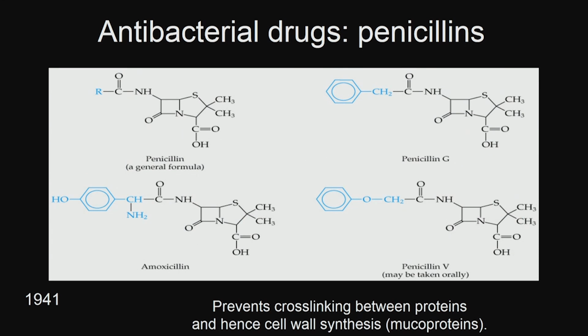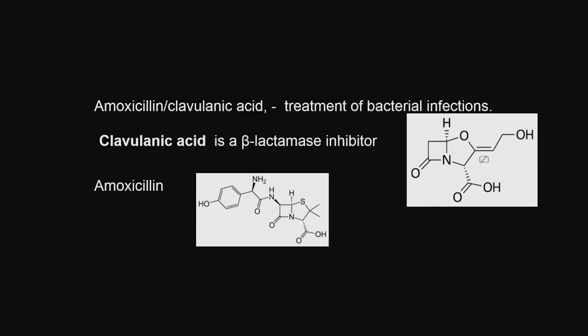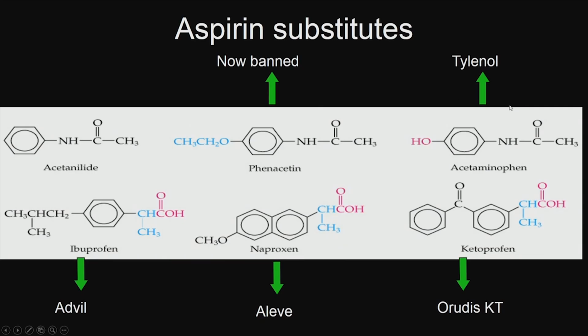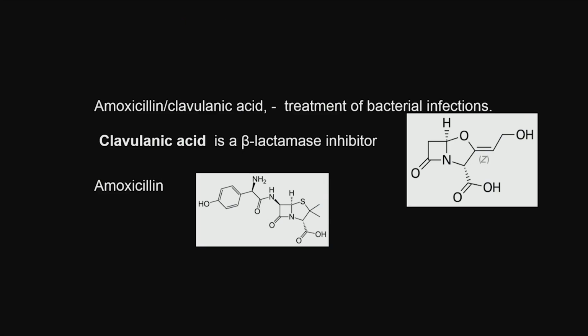So, the bacteria cell does not grow because they prevent the cross linking of various proteins that are involved in the cell wall development. So, look at this combination of amoxicillin and clavulanic acid. Okay. They are used for treatment of bacterial infection. Okay. What happens is these bacteria became very smart and they started producing something called a beta lactamase enzyme. Okay, that is called a beta lactamase enzyme.